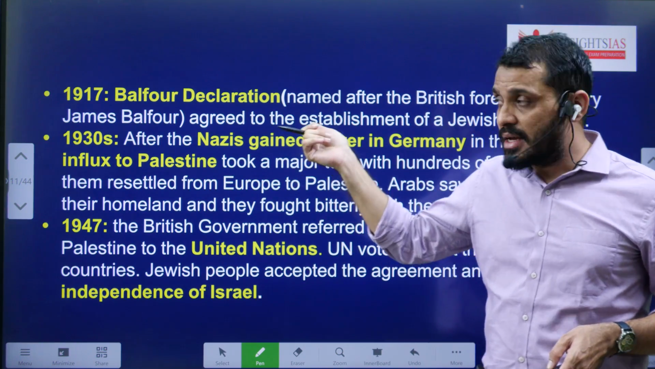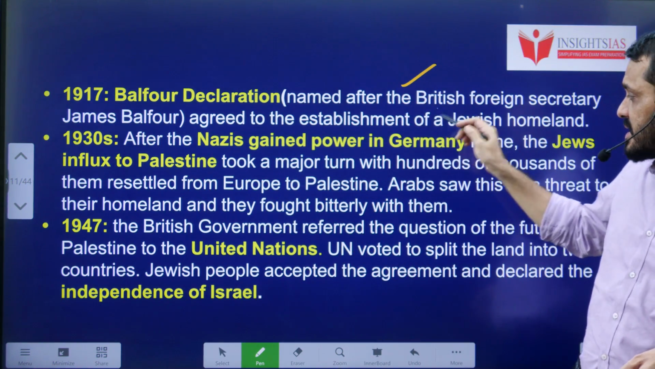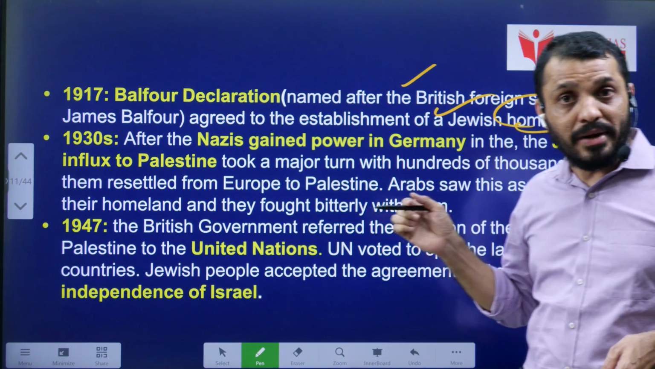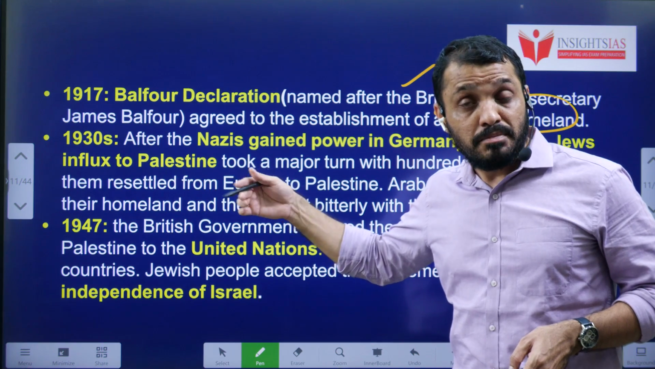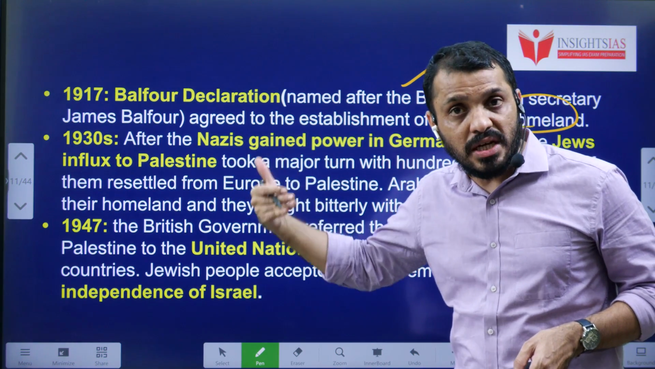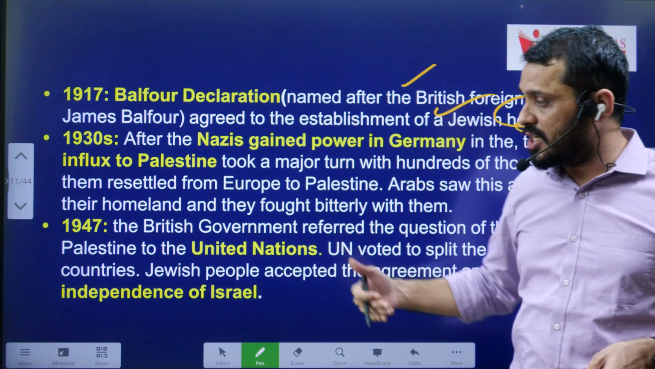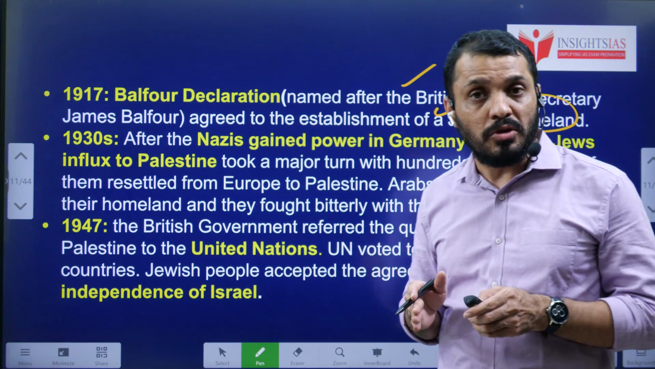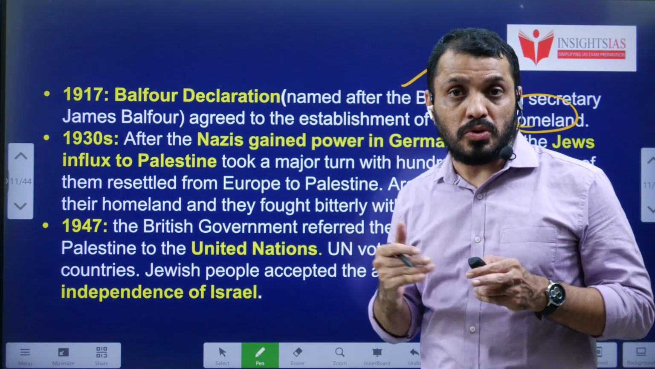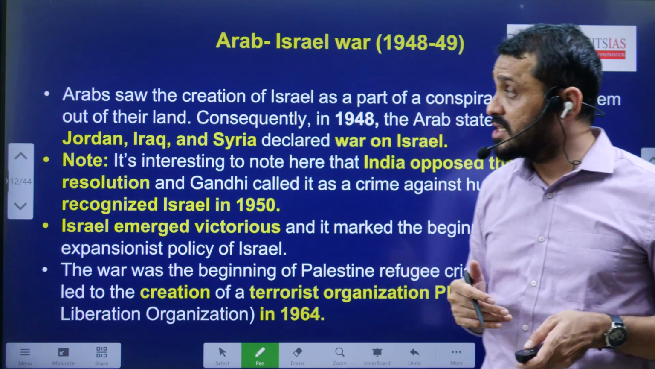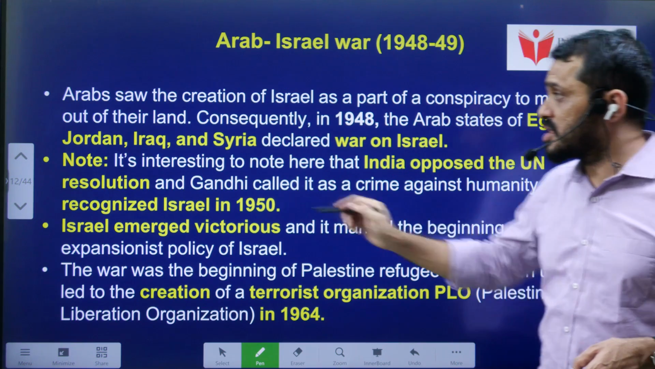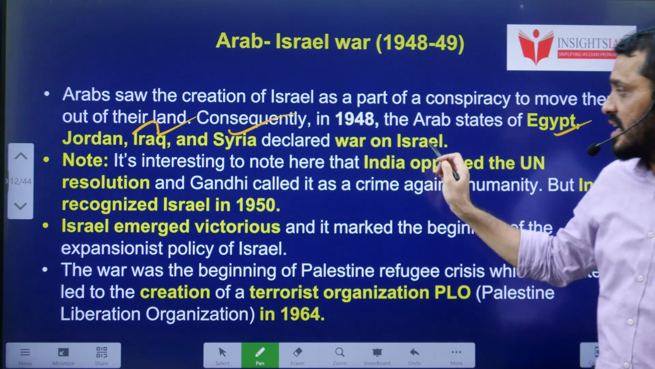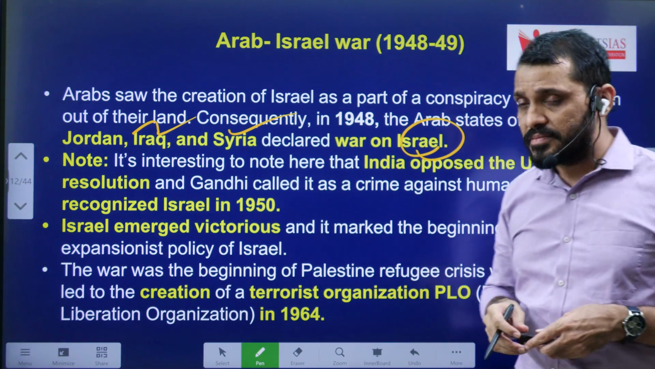In 1917, the Balfour Declaration clearly said that Jews can establish their homeland in Palestine. In 1930, due to Adolf Hitler's persecution, more Jews started coming and settled down in the Palestine region. In 1947, UNO divided this region into two countries, Palestine and Israel. In 1948-49, countries such as Egypt, Jordan, Iraq, Syria declared war on Israel.